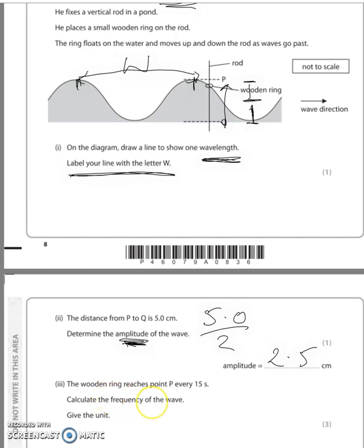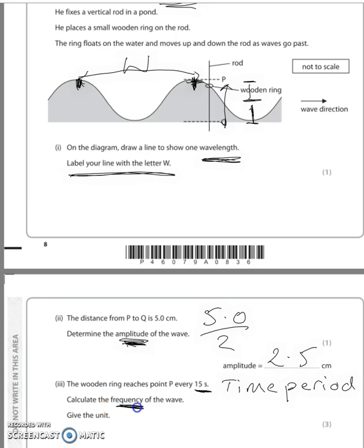So the next part says the wooden ring reaches point P every 15 seconds. So point P is the peak, as we discussed before. So it takes 15 seconds for this peak to travel to there, and that's the definition of the time period of the wave, the time for one full wave to pass by. So that's time period.